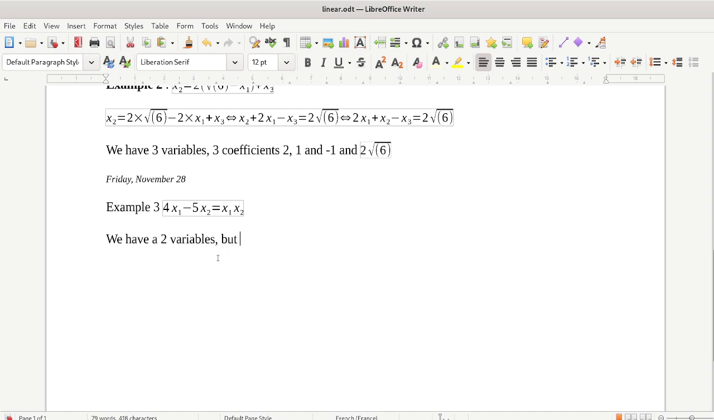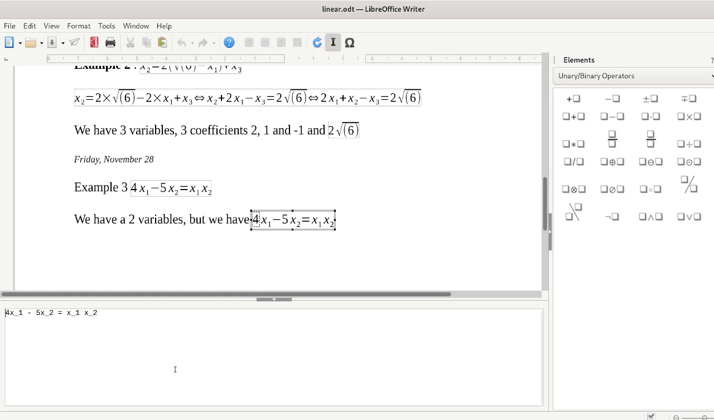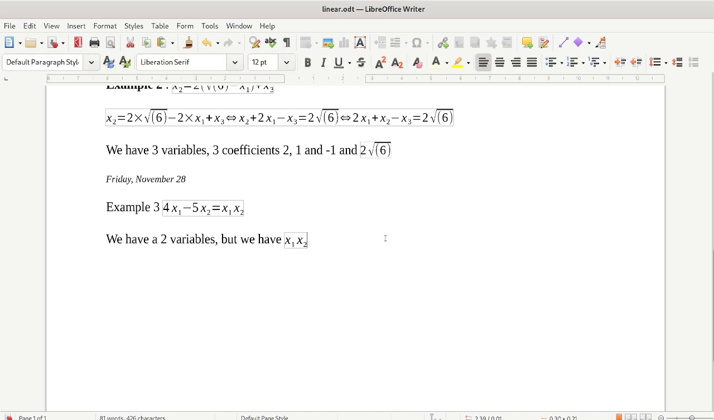But we have x1 times x2 in the equation. This is not a linear equation.